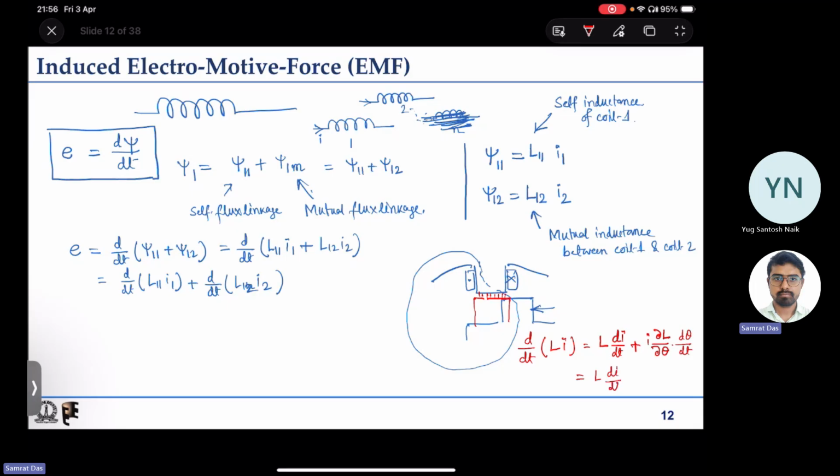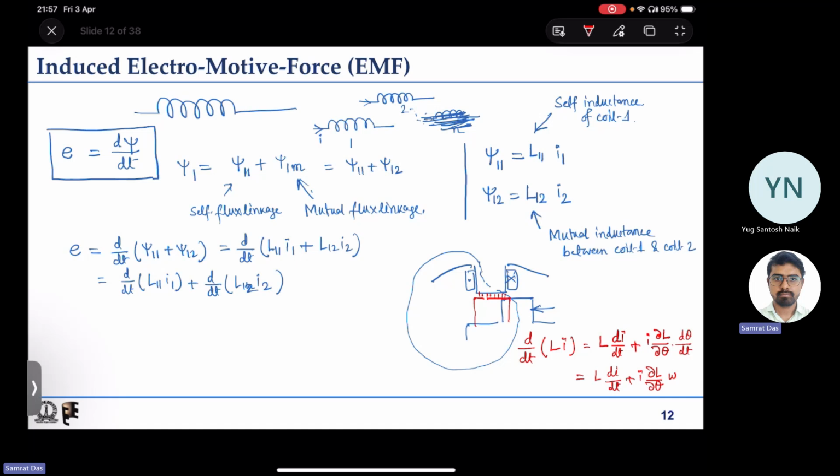So L di/dt plus I into ∂L/∂theta, that means L is changing with rotor position, something that is moving, which we call the rotor. If the inductance is dependent on the rotor position, then there will be some rate of change of inductance with rotor position, and that has to be multiplied by omega, the angular speed. So d/dt of psi, L i, gives us two terms: one is L di/dt, another is I into ∂L/∂theta into omega.